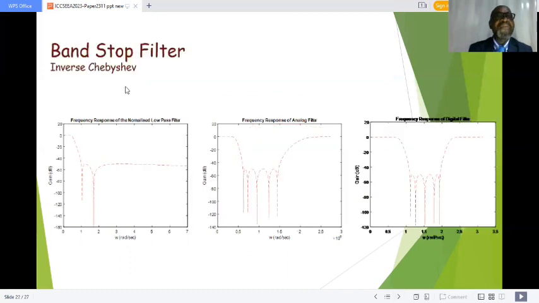So here also we have a band stop filter. In this case, inverse Chebyshev approximation is selected. Inverse Chebyshev is such that there will be ripples in the stop band and the pass band will be flat. So we have response for the normalized low pass filter, response for the band stop filter analog, response for the band stop filter digital.